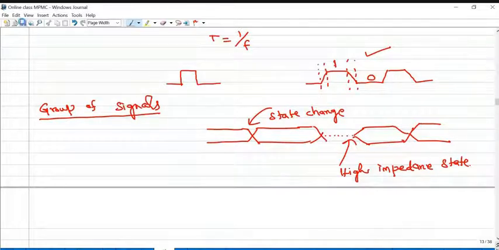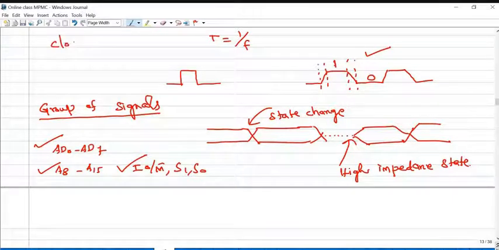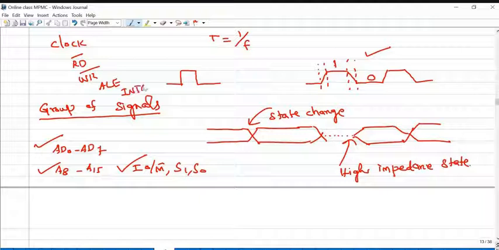So where do we need the group of signals? To mention the AD0 to AD7 lines, to mention the higher order address bus A8 to A15, to mention IO/M bar, S1, S0. To indicate this information, we are going to use this kind of pattern. Individual signals are used for clock, read bar, write bar, address latch enable, and INTA complement.